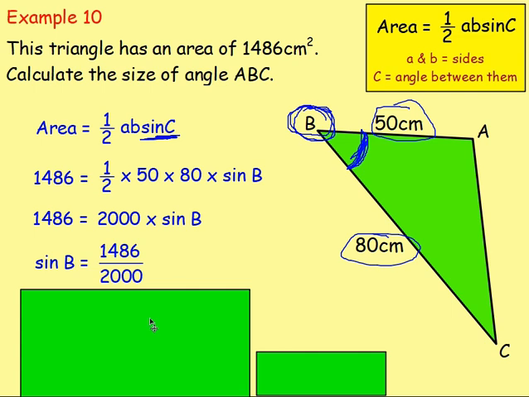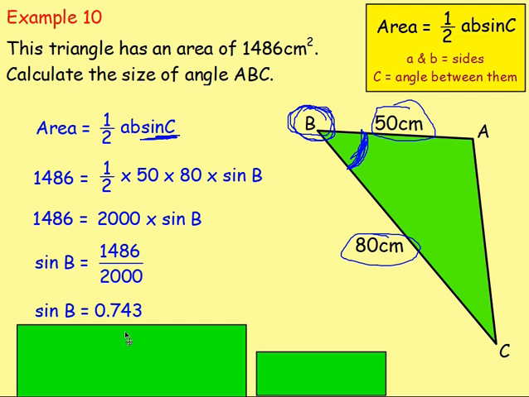Yes! Well done. You could always leave it as that and then do B equals sine to the minus 1 of that fraction. Or you could simplify that on a calculator. You can work it out and you will get 0.743 exactly. That's what sine B is.